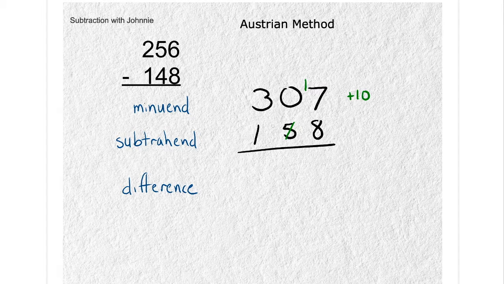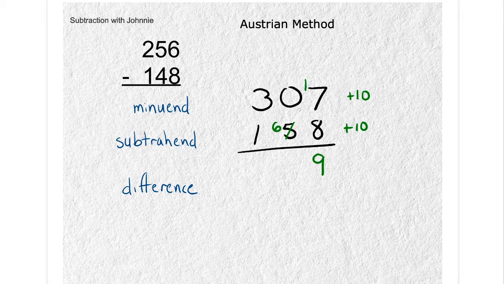Instead of 5 tens, this will now be 6 tens. Everything's great now, right? So we've added 10 to the minuend, 10 to the subtrahend, and we have a problem we can work now. Let's try it out. 17 ones minus 8 ones will leave us with 9.